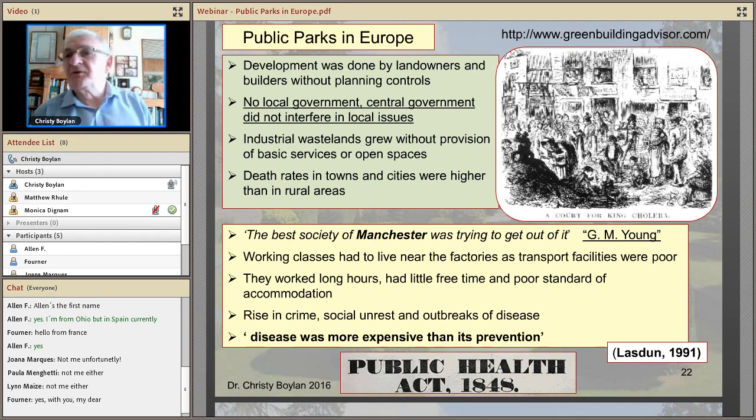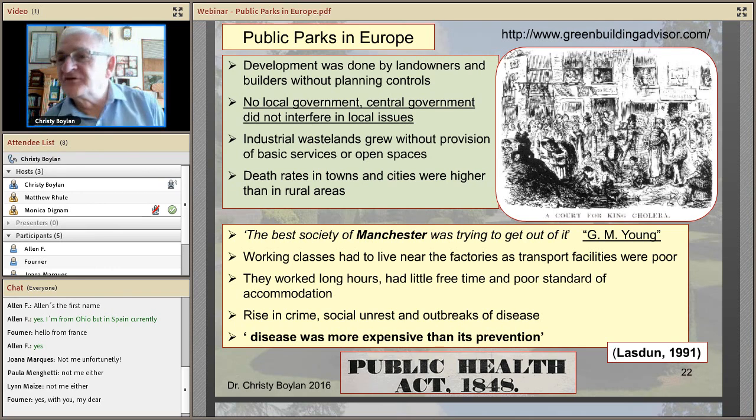And the development was done by landowners and builders without planning controls. There was no such thing as planning controls at that time, and there was no local government. Central government did not interfere in local issues, and central government in many cases was very preoccupied with issues of war. And the landlords who owned these various estates essentially controlled what was going on in the areas. And industrial wastelands grew without provision of basic services or open spaces.